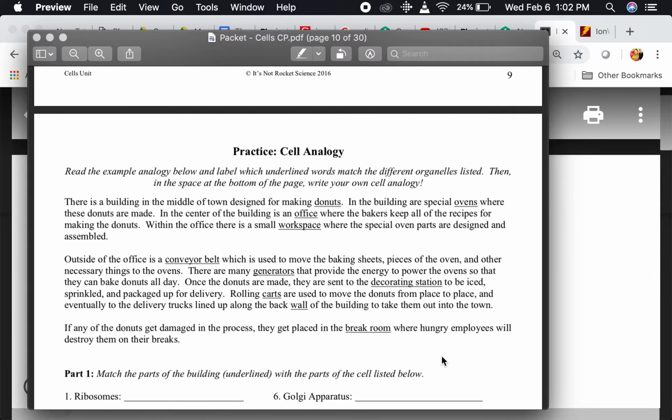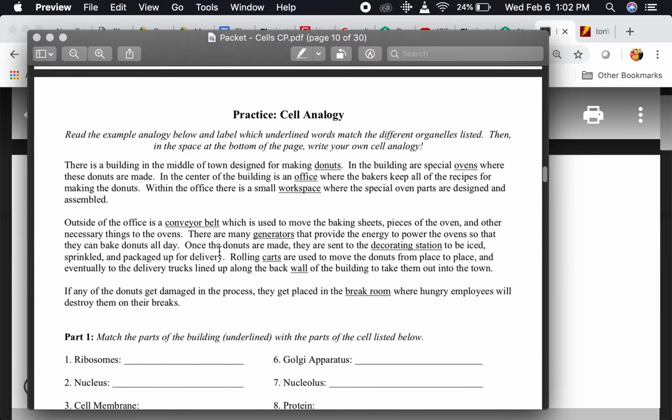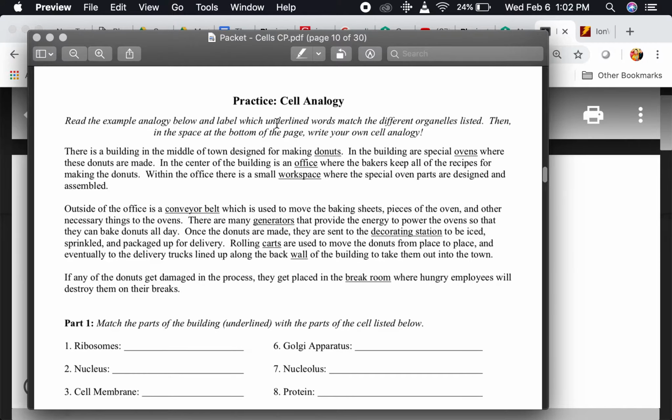And then I'd like for you to read this here. Actually, I might ask Luella to read it to you. This is what we call an analogy. An analogy is where you compare 2 things. This practice cell analogy, you're going to read it and figure out what each of these things represent. It's a story about a town and all these different people or things that are there.